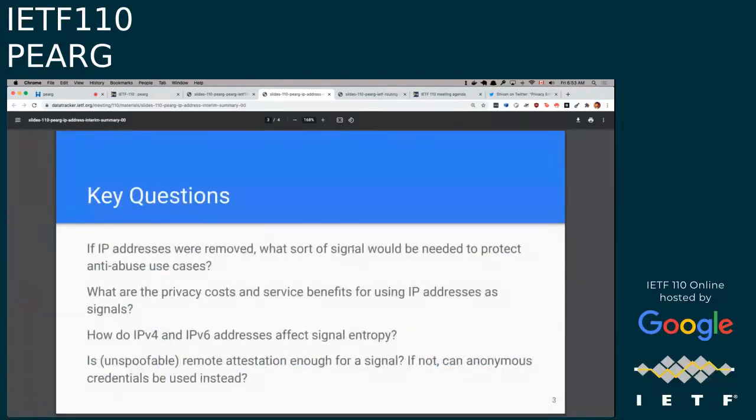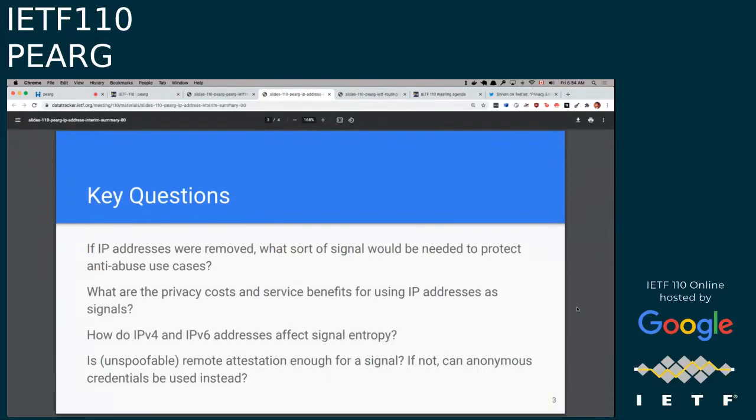So during the course of the presentation, a number of key questions came about. Perhaps the most important one, in my view, was that if you imagine a world in which IP addresses were removed from servers, be it by Gnatcatcher or something else, what are the requirements for a signal that could be suitable as a replacement that would work for these anti-abuse cases, anti-fraud cases, and denial of service protection cases?